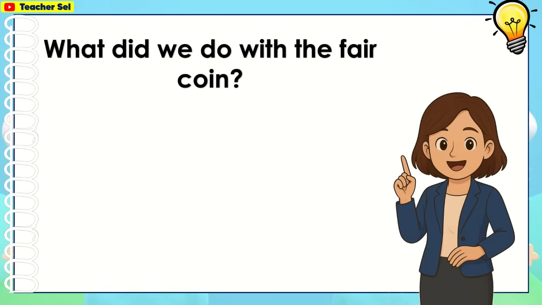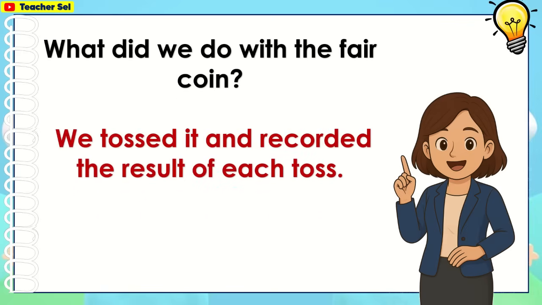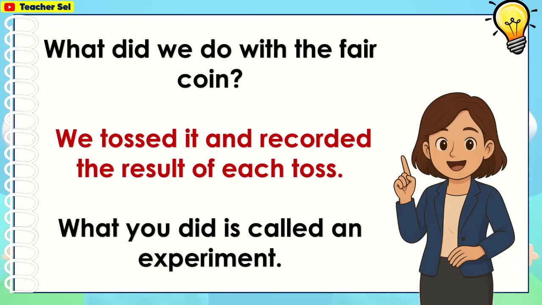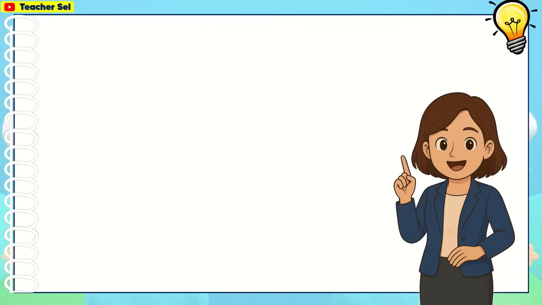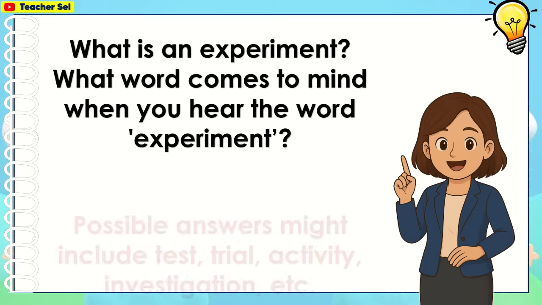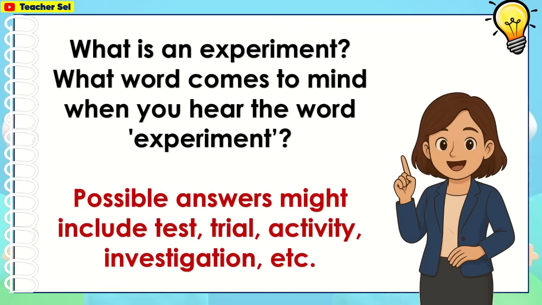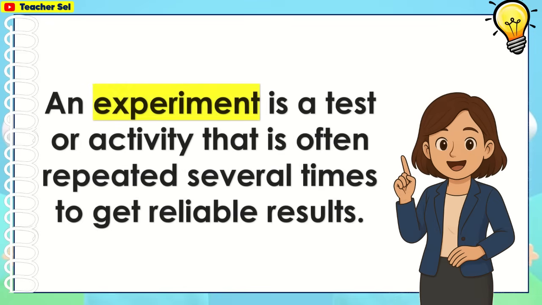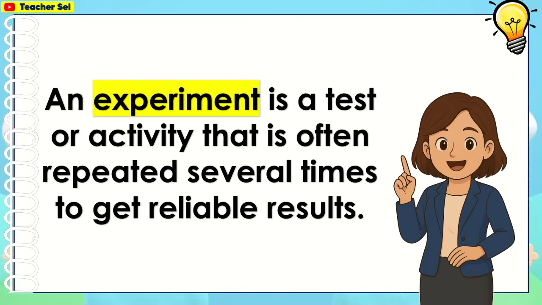What did we do with the fair coin? We tossed it and recorded the result of each toss. What you did is called an experiment. What is an experiment? What word comes to mind when you hear the word experiment? Possible answers might include test, trial, activity, investigation. An experiment is a test or activity that is often repeated several times to get reliable results.